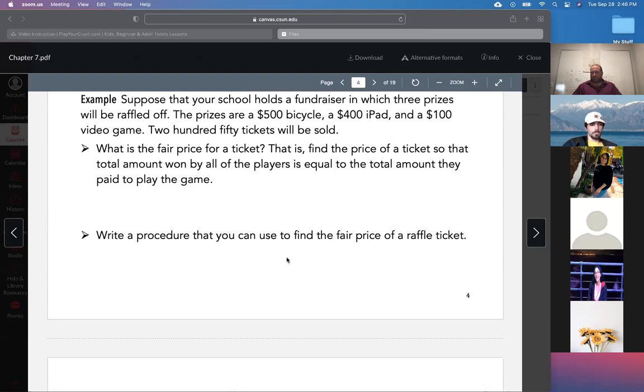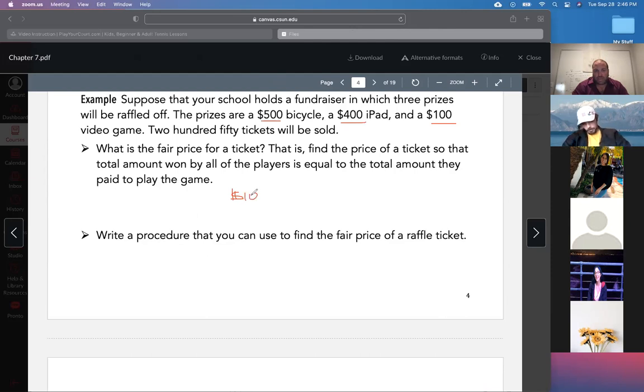Sorry, go ahead. I was wondering, you have to find the fair price where you add all the prizes together to be able to get the fair price. That's a great start. So if I add up all the prizes, what do I get? If I add up all the prizes, I get $1,000, correct? 500, 400, 100, right? Yes.